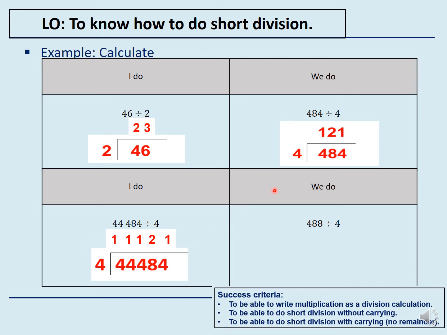Pause the video, have a go with this question. Your answer should be 122. So you write 488 here, divided by 4. How many times does 4 go into 4? Once, no remainder. How many times does 4 go into 8? Twice, no remainder. How many times does 4 go into 8? Twice, and no remainder. So your answer is 122.